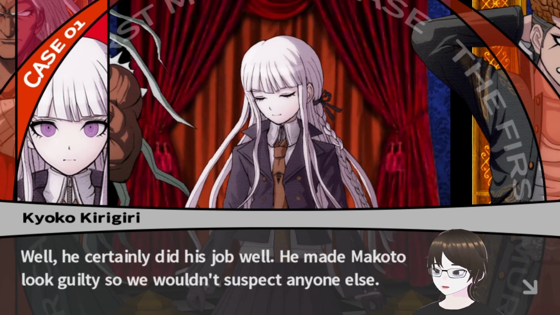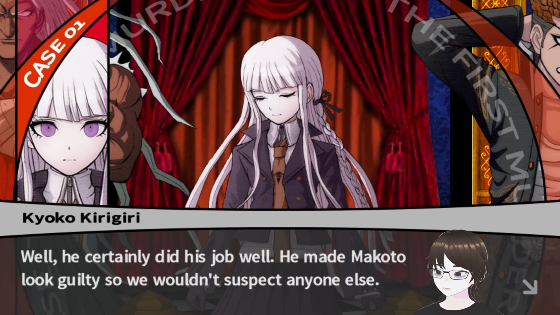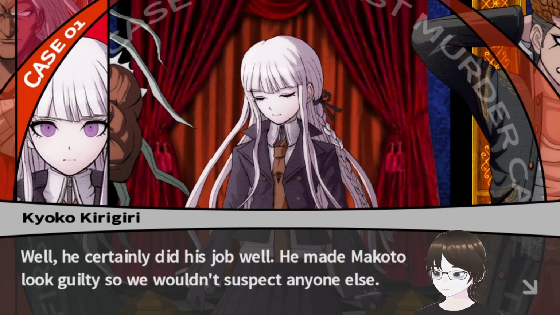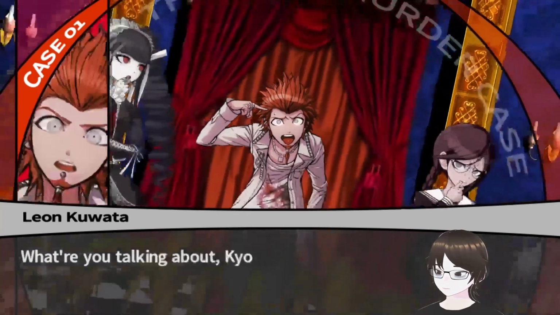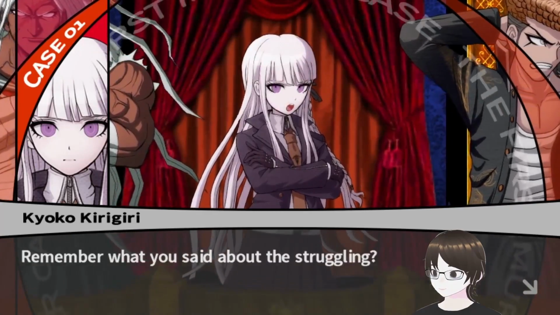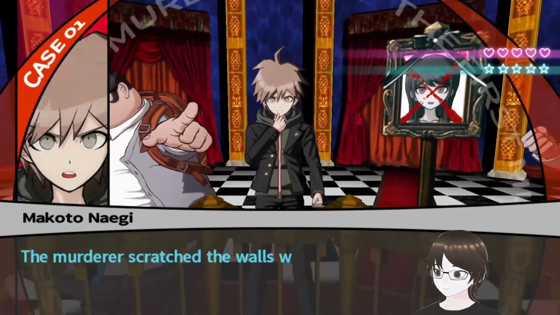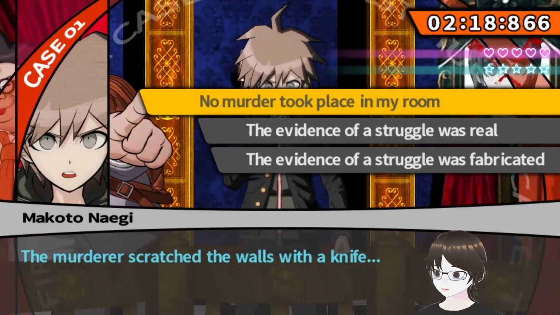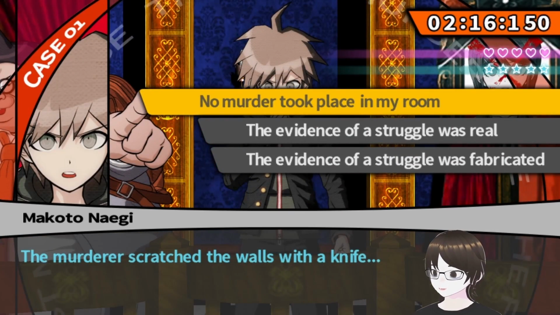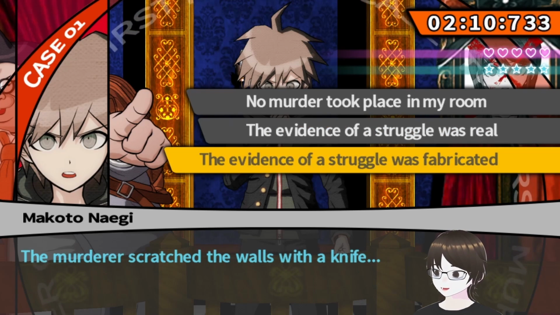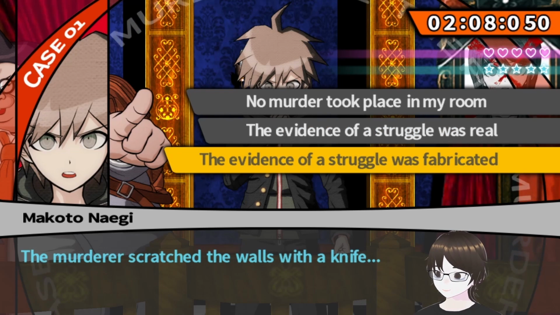She said he. Do we know the killer's a guy, or are we just assuming? Or because of the dying message we're making that assumption? It's likely, but... What? You talking about, Kyoko? Remember what you said about the struggling. Oh yeah. The murderer scratched the walls with a knife. Well, murder definitely took place. It's not even a question. I think at this point we have to conclude. I think this means Chihiro was right at the beginning. The evidence of the struggle was fabricated.